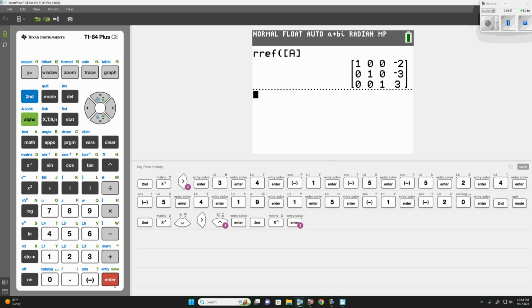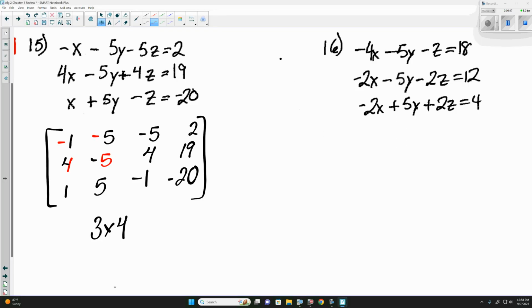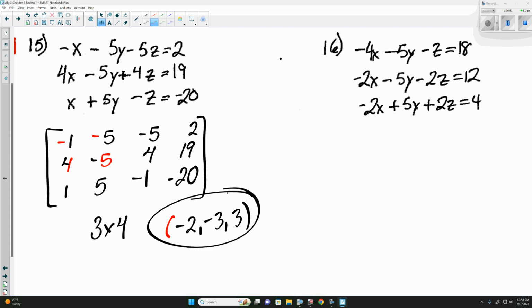And that there is going to be our answer. So the numbers going top to bottom, -2, -3, 3 are our answers. So the answer -2, -3, 3 is the solution for this here. Questions on any of this here? Questions on how we type these in?